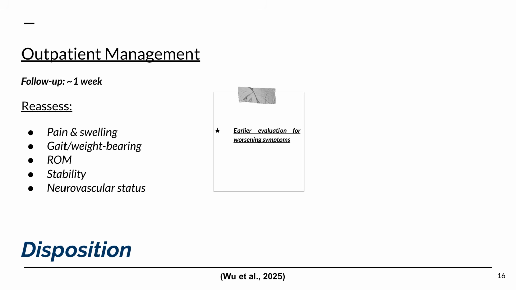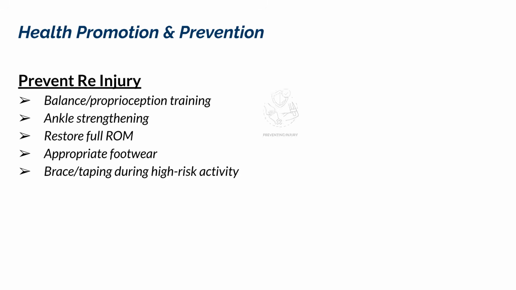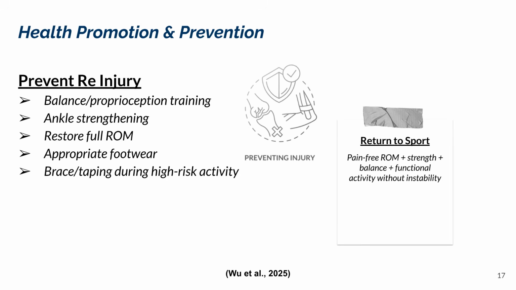I would recommend follow-up in approximately 1 week to reassess pain, swelling, gait, ability to bear weight, range of motion, ligament stability, and neurovascular status. Earlier evaluation would be necessary for worsening symptoms, persistent inability to bear weight, new neurologic or vascular symptoms, or other concerning changes. An important long-term goal is preventing recurrent ankle injury.